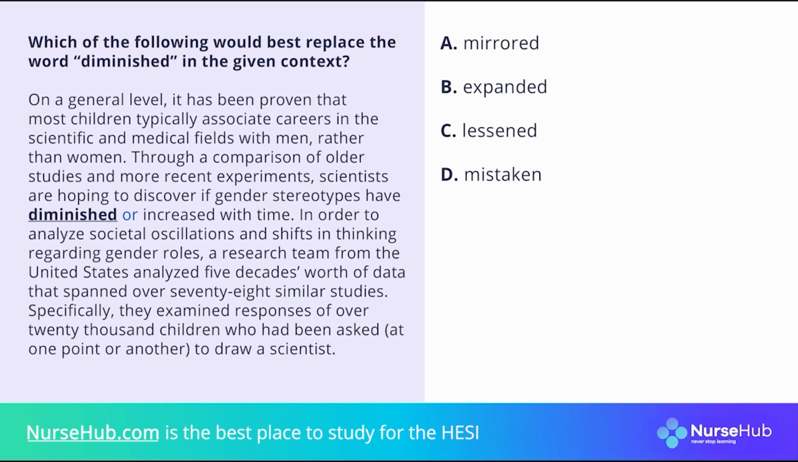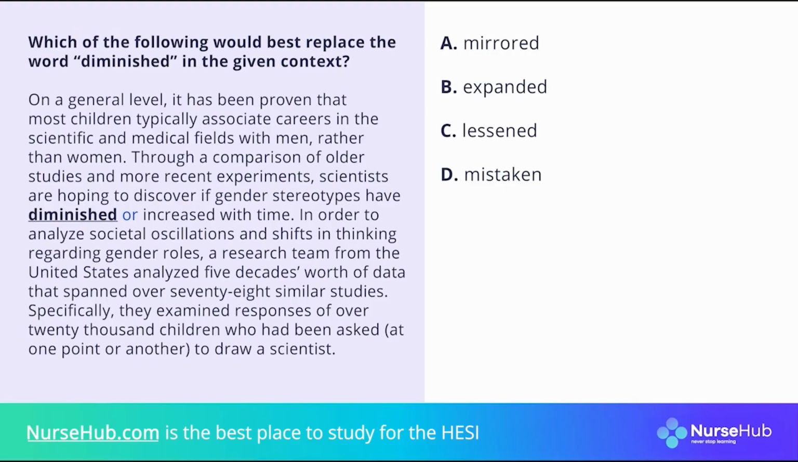Okay, so here we see the word diminished in the middle of the paragraph. And then surrounding the word, I see or increased. So if gender stereotypes have diminished or increased with time, and then oscillations and shifts in thinking. So the words oscillation and shift mean kind of similar things in that it's changing, it's not steady. So if we're thinking about this in context, through a comparison of older studies and more recent experiments, scientists are hoping to discover if gender stereotypes have diminished or increased.